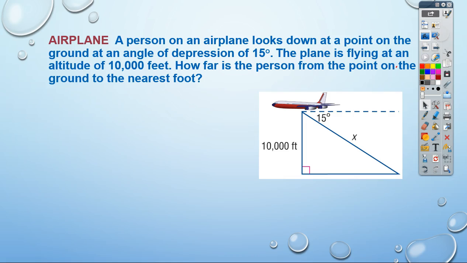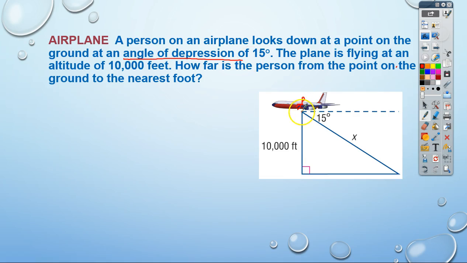All right, so it says here, a person on an airplane looks down. Hey, you're right up here. Started drawing. Here you are, you're riding an airplane. Woohoo! All right, you look down, and an angle of depression. What is an angle of depression? Angle of depression is this.